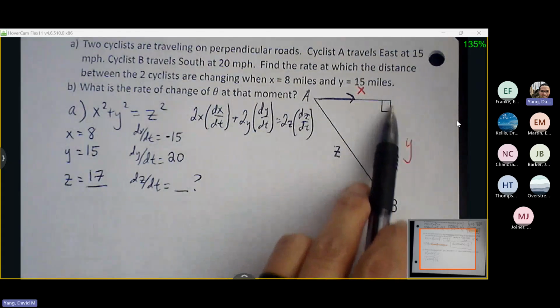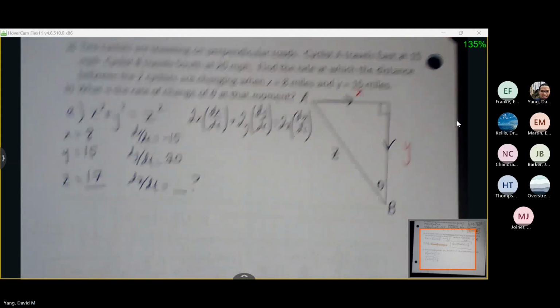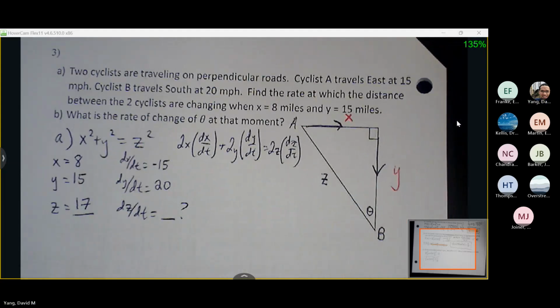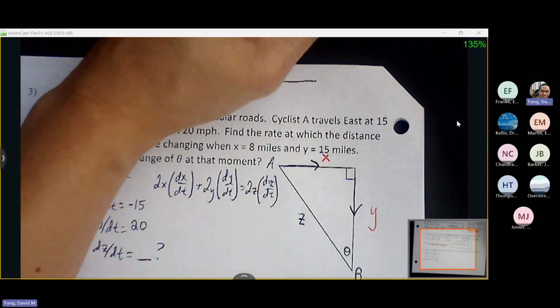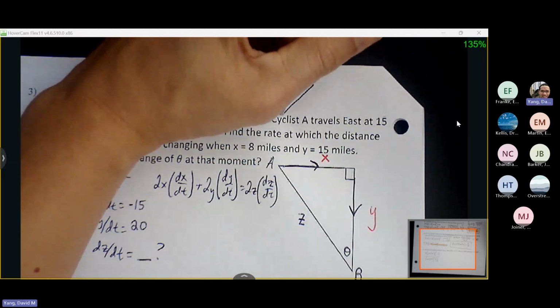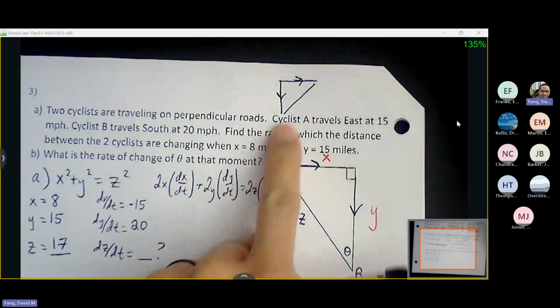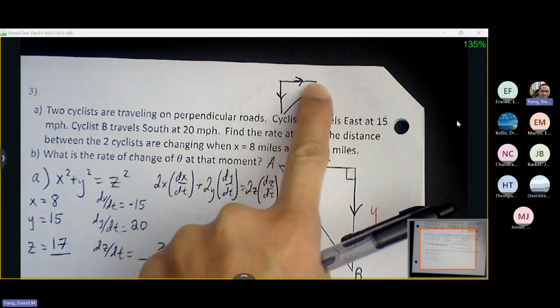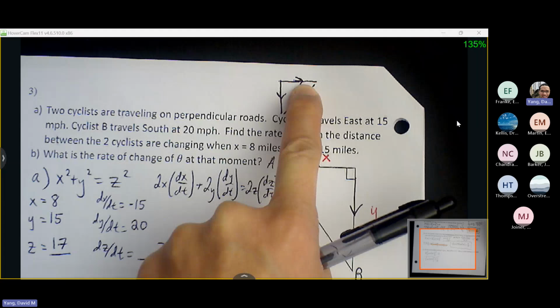The intersection of the two roads is right here. Meanwhile, if the triangle was drawn a different way, like this, and let's say A was going this way and B was going this way, then all of a sudden he's causing that distance to increase. So then in this problem, the rate will be positive.